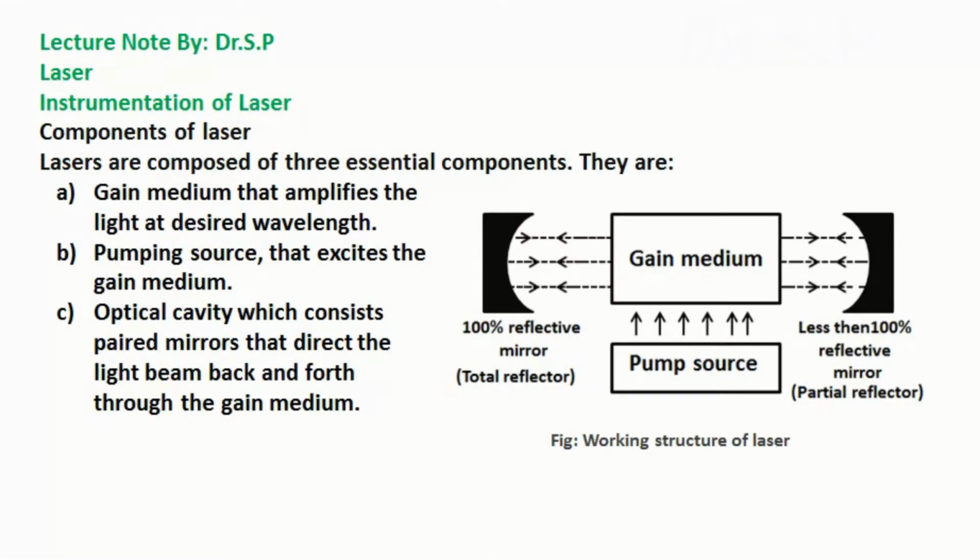Instrumentation of laser. Lasers are composed of three essential components. They are the gain medium that amplifies the light at the desired wavelength, the pumping source that excites the gain medium, and the optical cavity, which consists of paired mirrors that direct the light beam back and forth through the gain medium. Let's discuss them in detail.